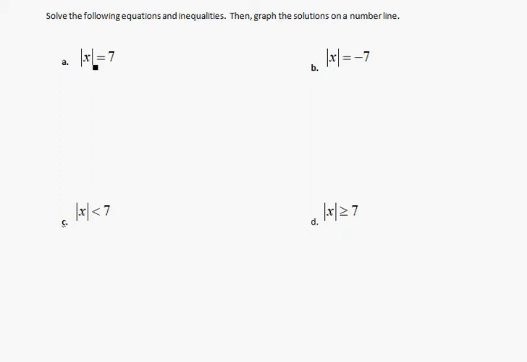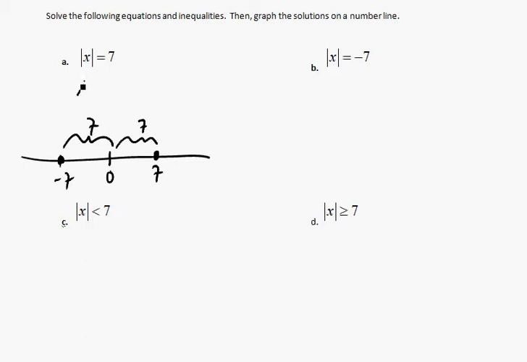The absolute value of a number is its distance from 0 on the number line. So the numbers that we're looking for are the numbers that are a distance of 7 from 0 on the number line. Well, in fact, there are two such numbers. 7 is a distance of 7 from 0 on the number line, but negative 7 is also a distance of 7 from 0 on the number line, which means the solutions to this equation would be x equals 7 or x equals negative 7.